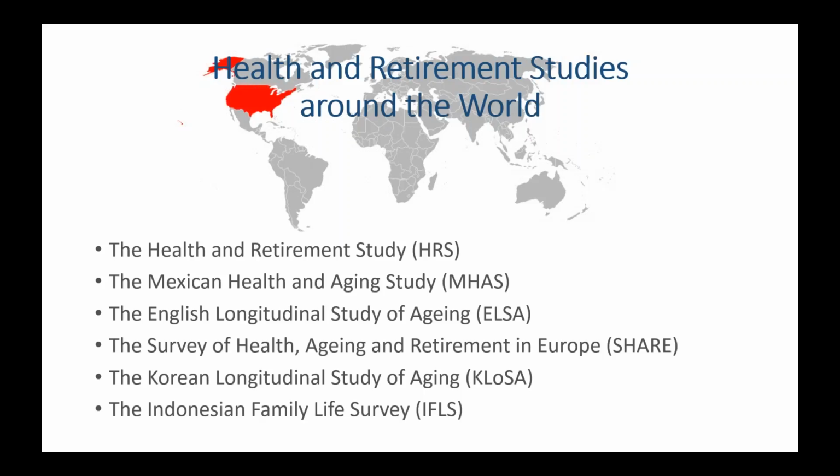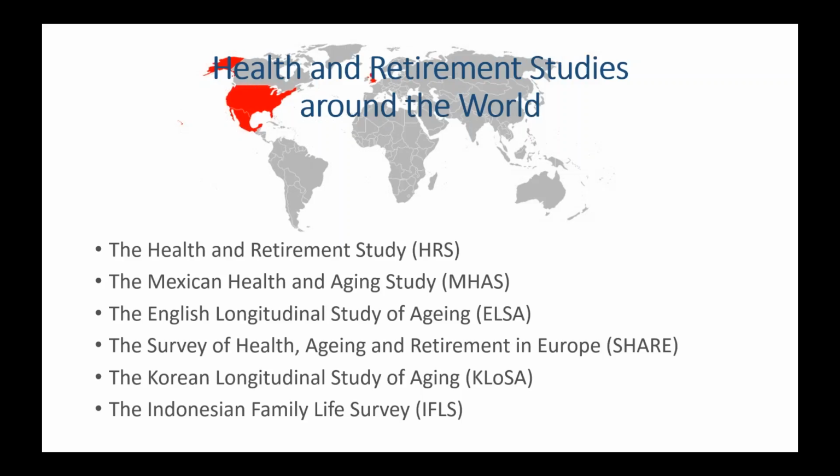So the HRS started in 1992, and then in 2001, the Mexican Health and Aging Study was started, and they collected data in 2001 and 2003. They then had a 10-year gap, and then they came back in 2012 for their third wave. A wave is just each set of longitudinal interviews. They had a third wave in 2012, and they're about to go into the field for their fourth wave.